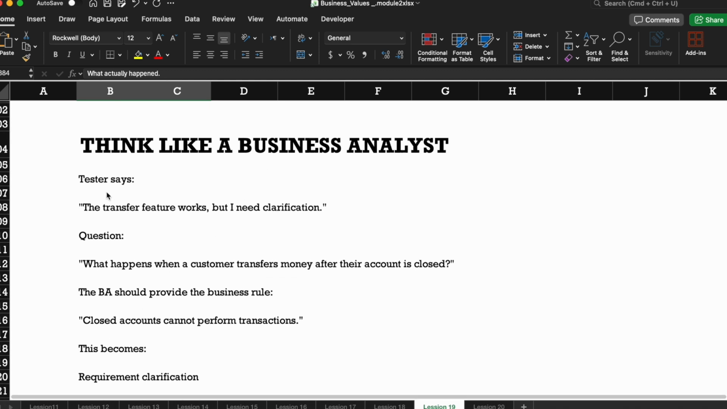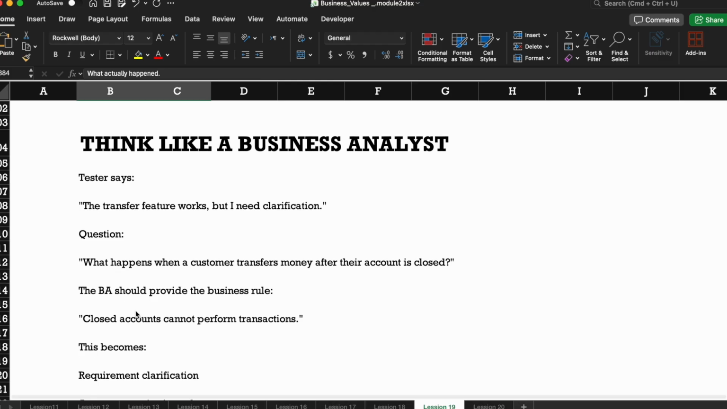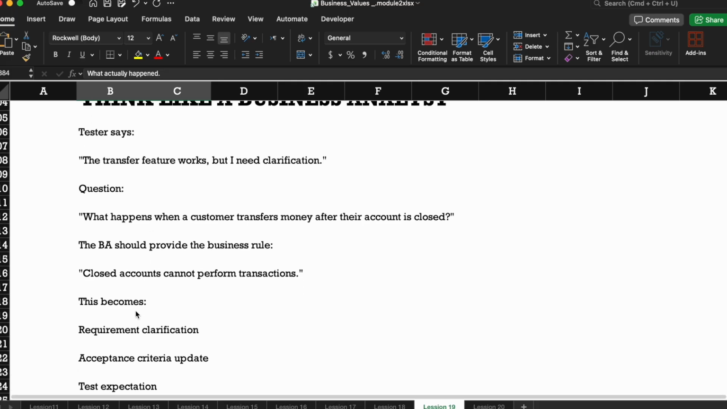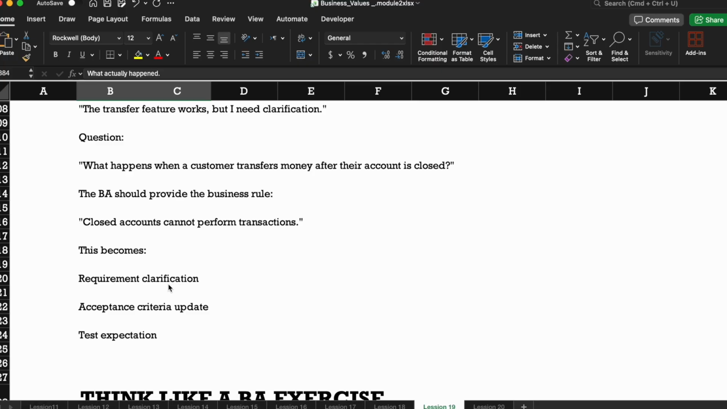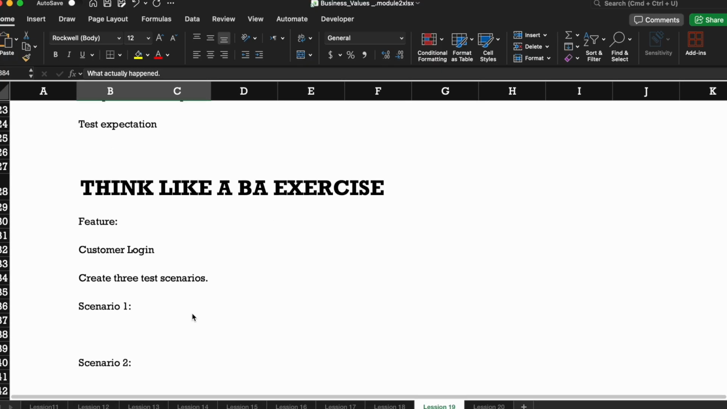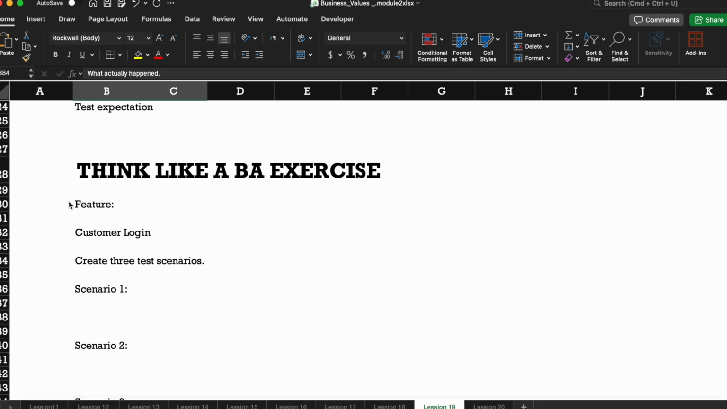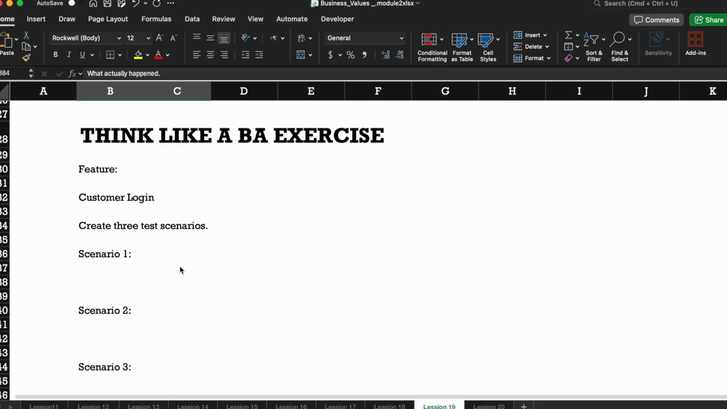Think like a business analyst. A tester says the transfer feature works, but I need confirmation. Question: what happens when a customer transfers money after their account is closed? The BA should provide the business rule: a closed account cannot perform a transaction. This becomes requirement clarification, an acceptance criteria update, and a test expectation. Okay. The exercise feature: customer login, create 3 test scenarios.